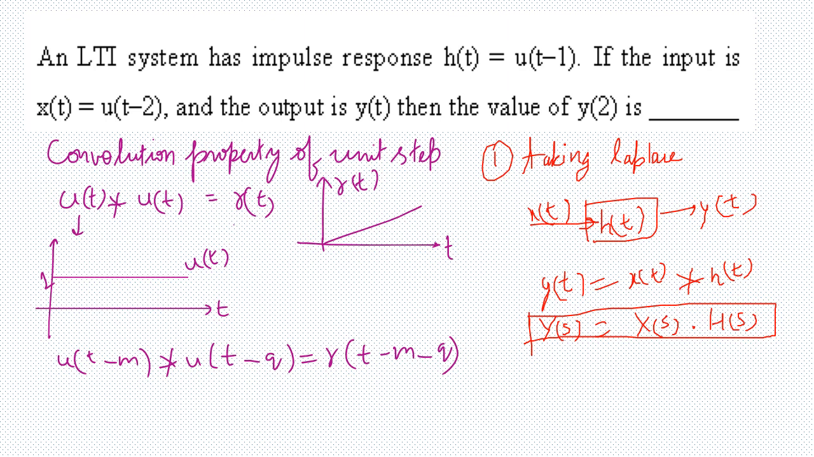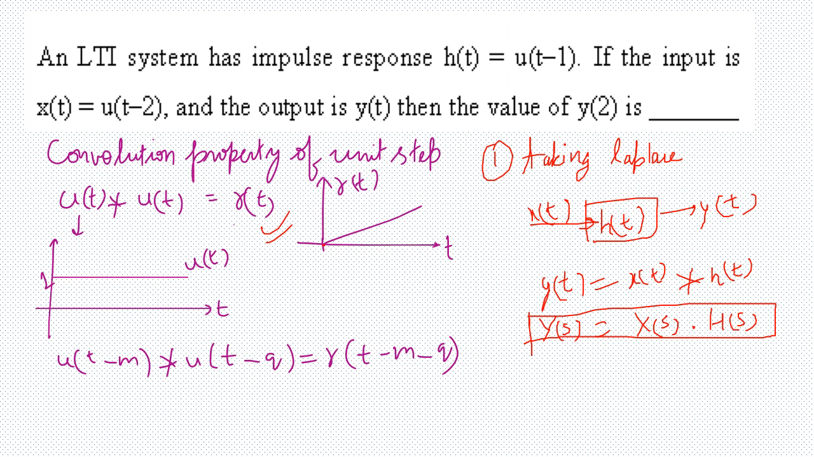The other way of doing this question is using the properties of convolution, specifically the properties related to the unit step input. What is that property? Whenever you convolve a unit step with a unit step, you get a ramp. So when this unit step and this unit step are convolved, you get a ramp like this.